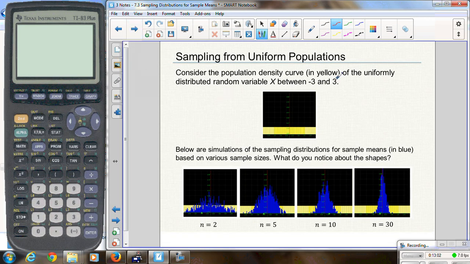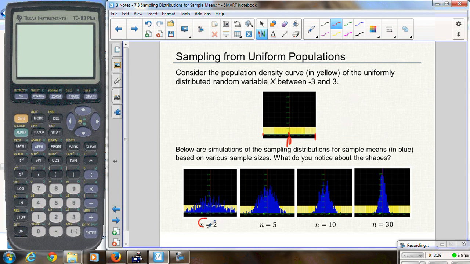What I'm going to do is go through the same exercise, but with various shapes of different populations. So this first example, and I don't think you have this on your paper, is a uniform population that takes on values from -3 to +3. So obviously the center is going to be here at 0. And so this is what the population looks like. The population is in yellow.